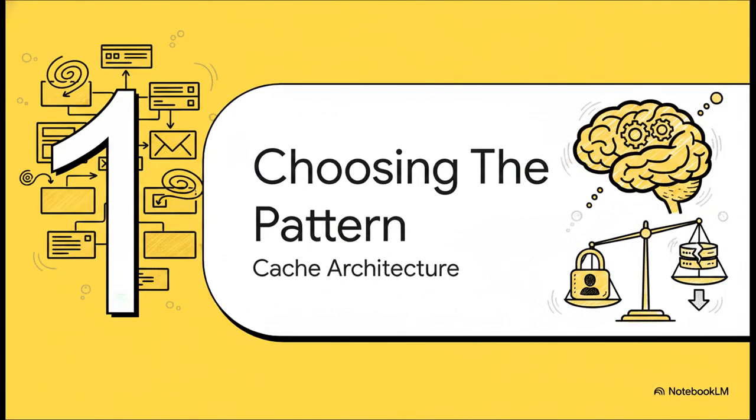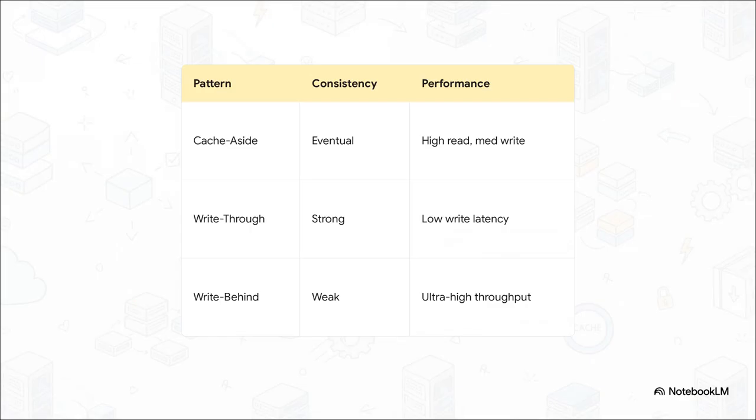Section 1. Choosing the right pattern. Senior engineers don't just memorize Redis commands. They carefully select caching patterns based on who actually owns data consistency. And this brilliantly illustrates exactly what we mean. There's no perfect pattern out there. You are always trading something away.